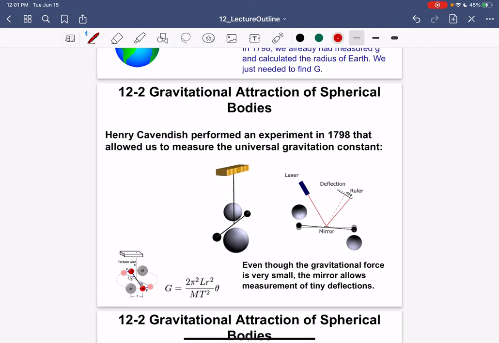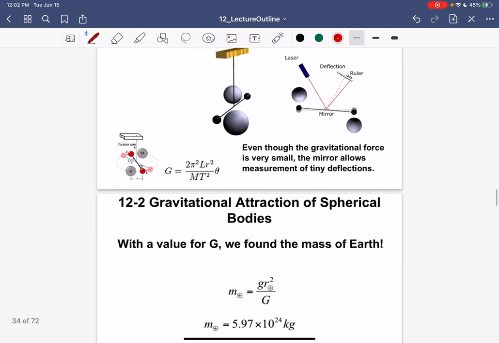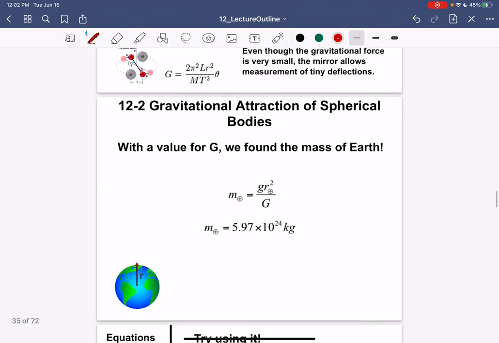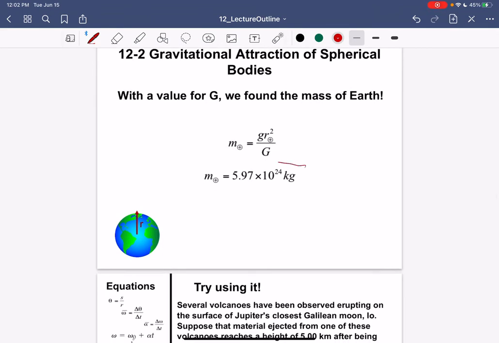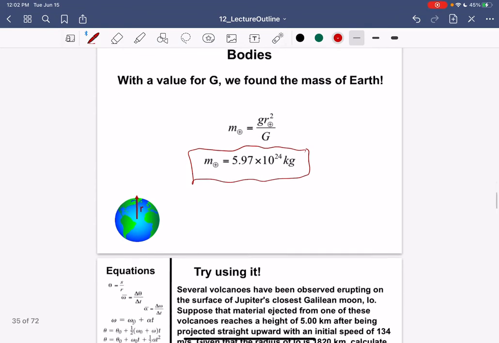There is a scientist, Henry Cavendish, who performed an experiment to calculate the value of G. He had two masses, and he used light to measure the deflection of a laser beam, and from that he was able to find the measurements needed to calculate G. With a value for G, we found the mass of the Earth, calculated as 5.97 times 10 to the 24, or about 6 times 10 to the 24 kilograms.